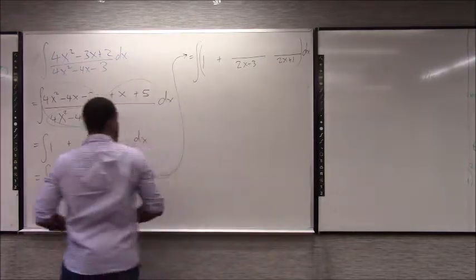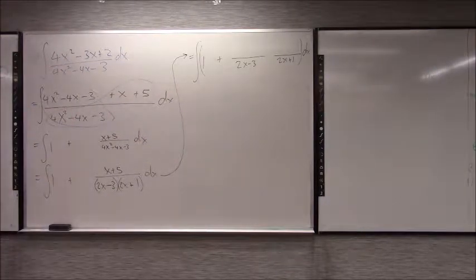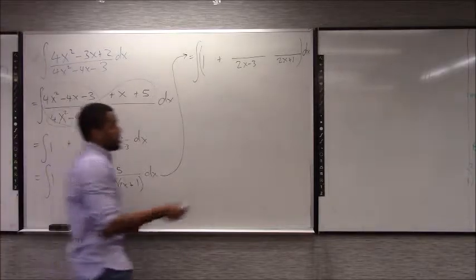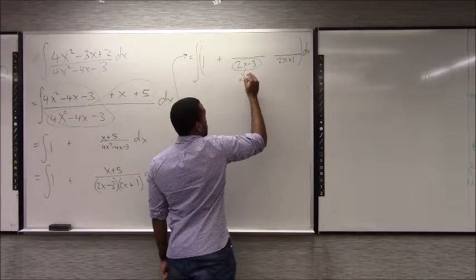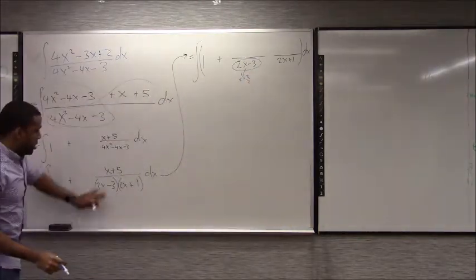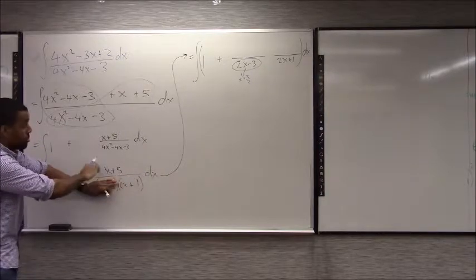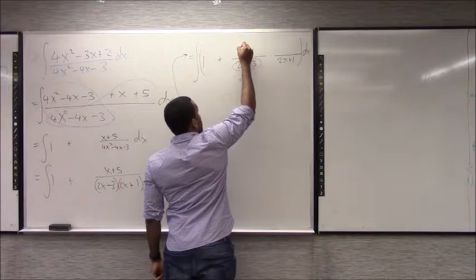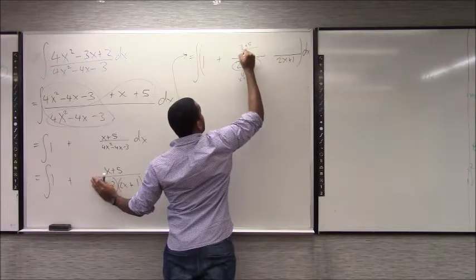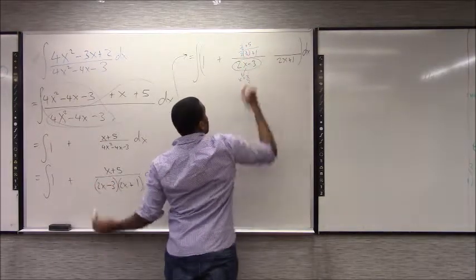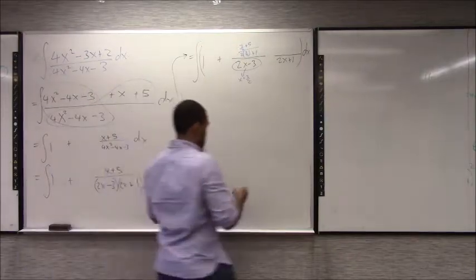What's the quickest way to get the numbers here? What makes 2x minus 3 equal to 0? So 2x minus 3 equals 0. This means that my x would be 3 over 2. So I'm going to go over here, ignore that part, and plug in x equals 3 over 2. So the numerator here is going to be 3 over 2 plus 5 divided by 2 times 3 over 2 plus 1. That's going to be the number over there.